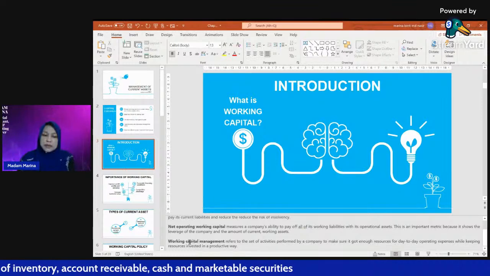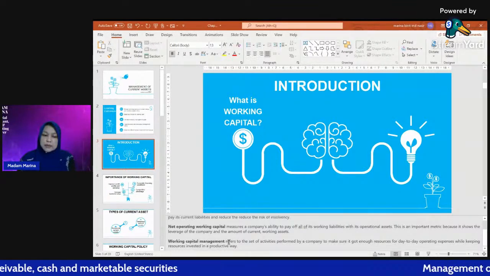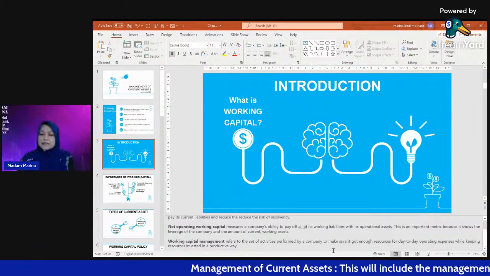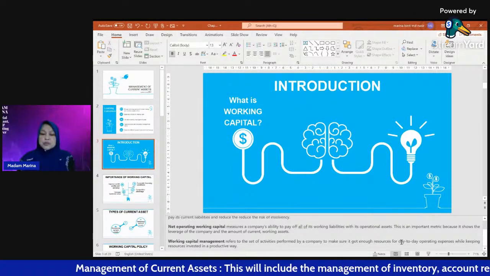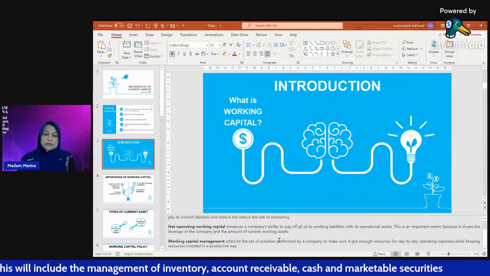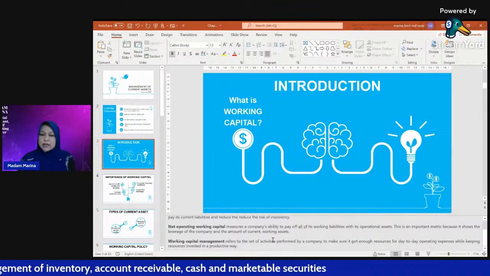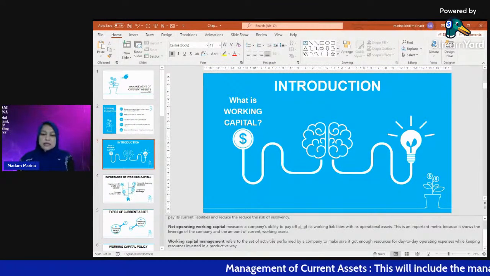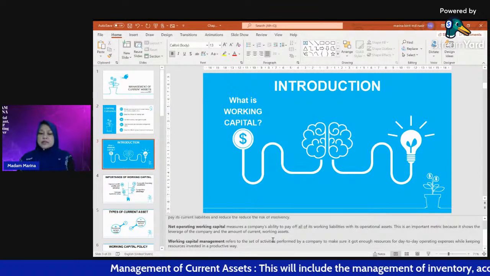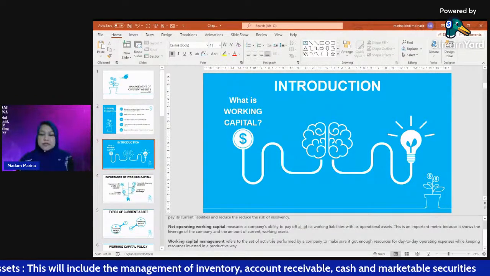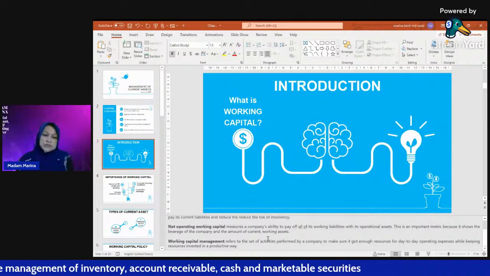How about working capital management? Working capital management refers to a set of activities performed by a company to make sure it has enough resources for day-to-day operating expenses while keeping resources invested in a productive way. So it refers to how the business sets its activities to make sure the company has enough resources to run the daily operation of the business.